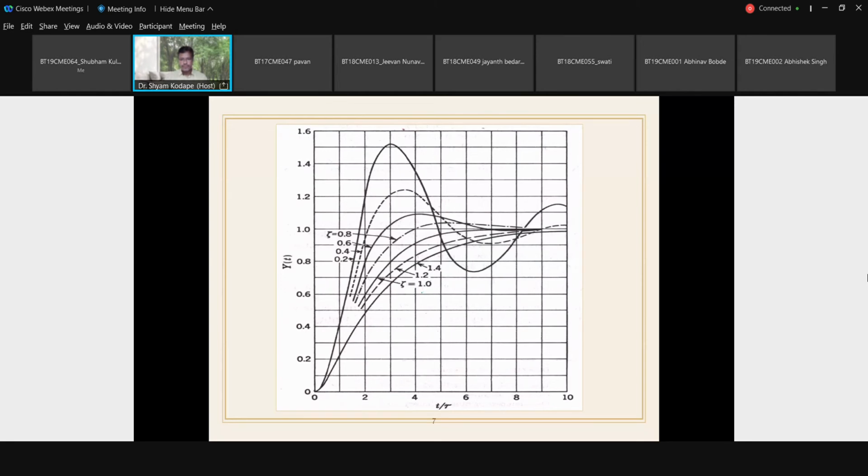If you observe, when psi is equal to 1, see here, it is like this. What does it mean? It is not crossing the ultimate change. What is the ultimate change? 0 to 1 is the ultimate change. It is not crossing the ultimate value. Okay, it is not crossing the ultimate value.